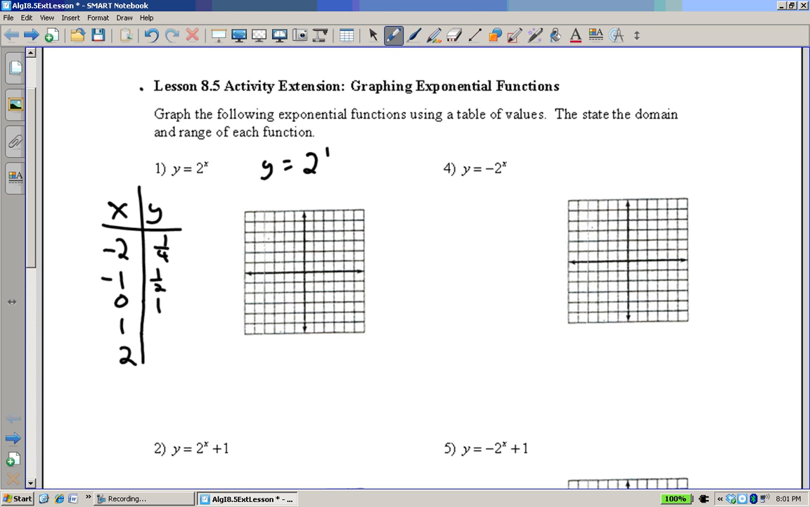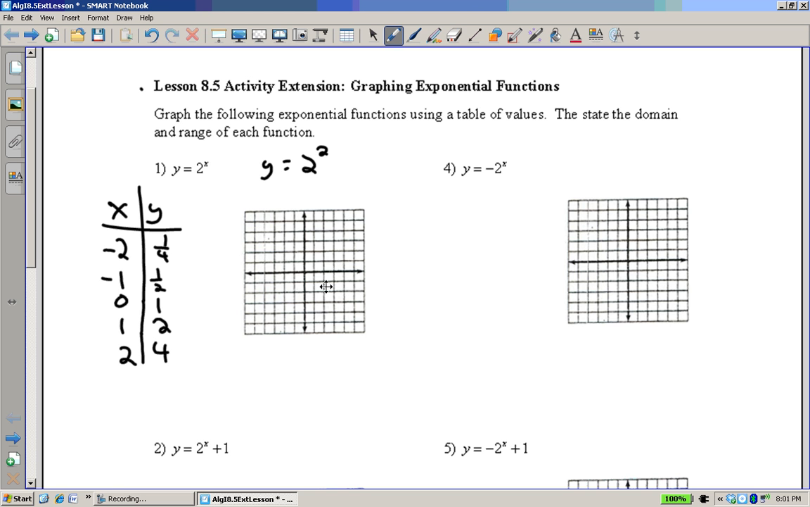And now we have 2 to the 1st power. 2 to the 1st power is just 2. 2 to the 2nd power. Again, I'm plugging in these x values here in the x. So 2 to the 2nd power, that's 2 squared, which is 4.